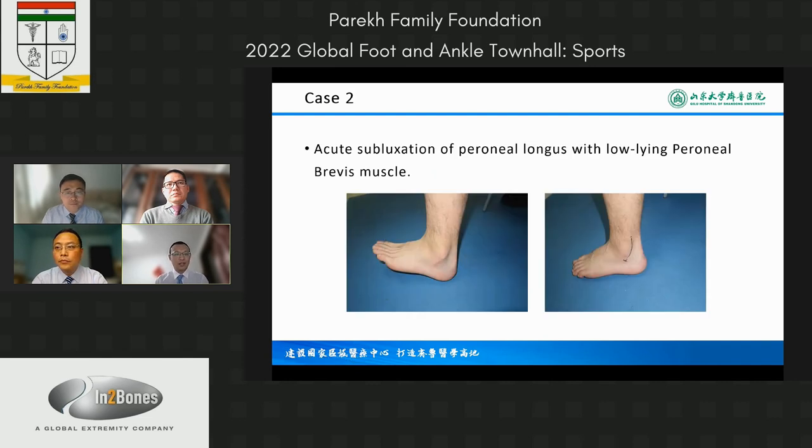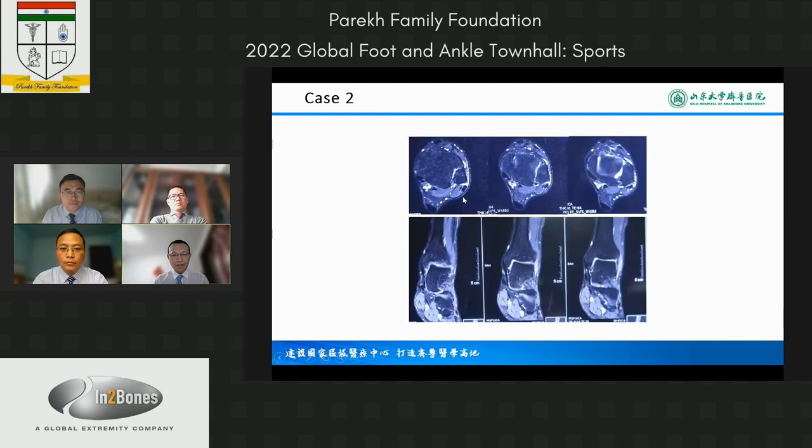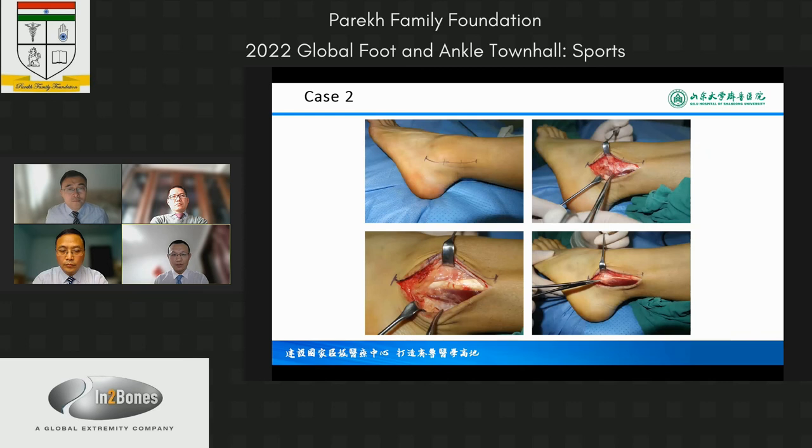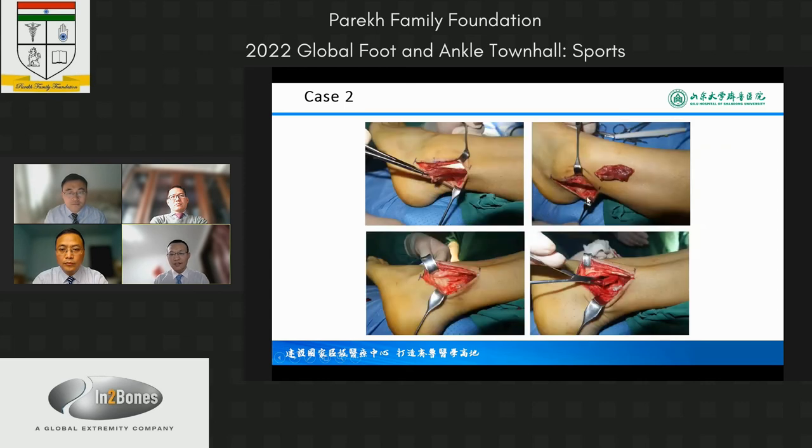Case two is acute subluxation of the peroneal tendons with a low-lying peroneal brevis muscle. The MR shows the low-lying peroneal muscle belly. During the exploration in the operation, we can see the peroneal brevis muscle belly here, and then we cut some of the belly, and then do groove deepening.